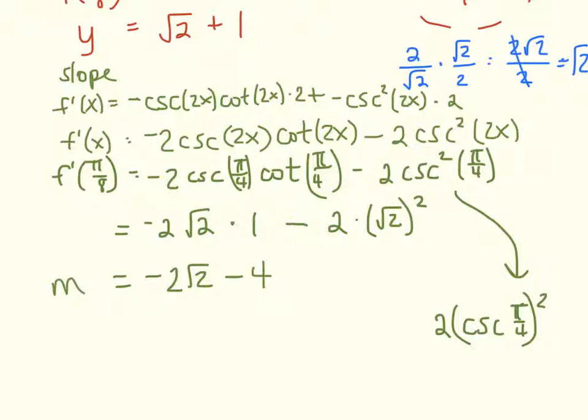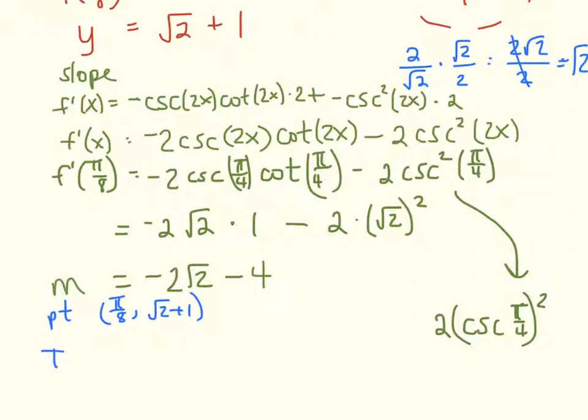Okay, so now we have our slope, and we have our y value, and we are given our x value. So I'm just going to put our point here, just so we have it. Our point here was x is pi over 8, comma, root 2 plus 1. And there's our slope. So we have two equations to write. We have our tangent, and then we have our normal.